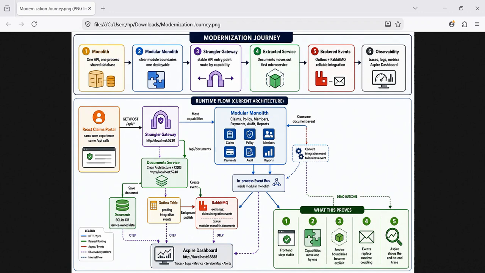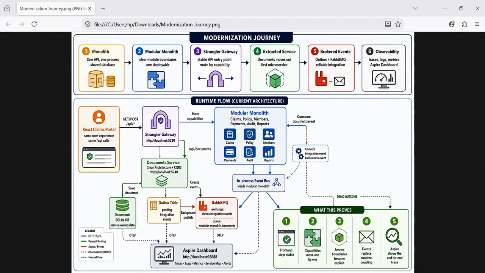the Strangler gateway, wherein you will be applying the Strangler Fig pattern. Here the React Claims portal no longer needs to know whether a capability is served by the legacy monolith or the modular monolith. It only needs to know the gateway and resolve against that gateway. The Strangler gateway becomes the stable entry point for your entire platform. It examines the incoming request path and decides whether it needs to be routed towards claims, documents, and so on.